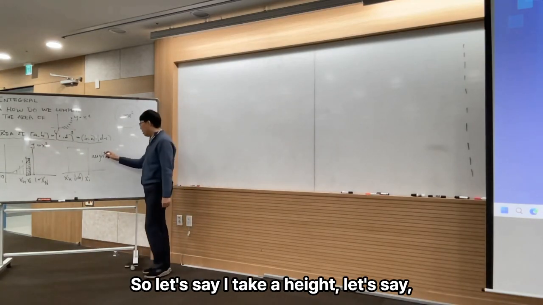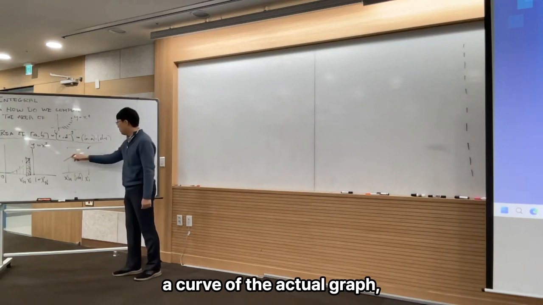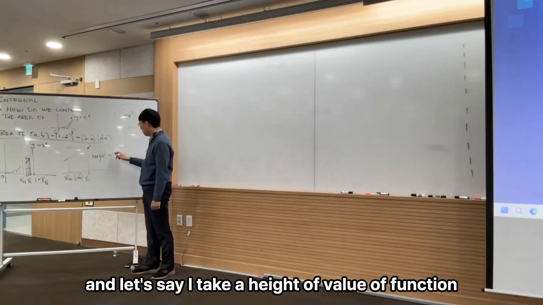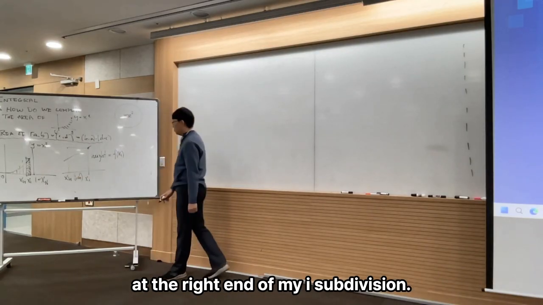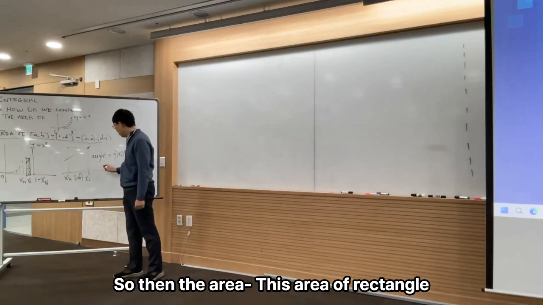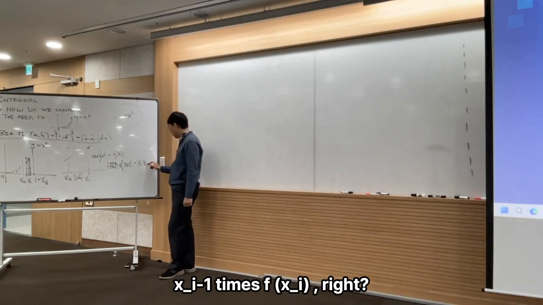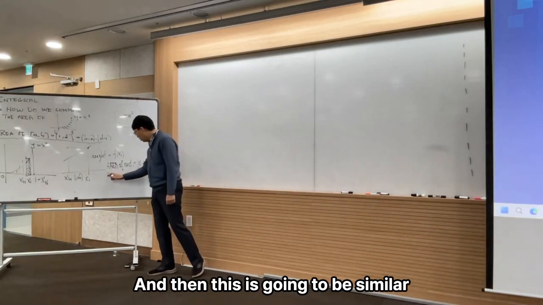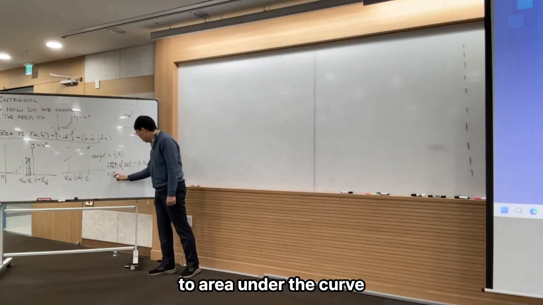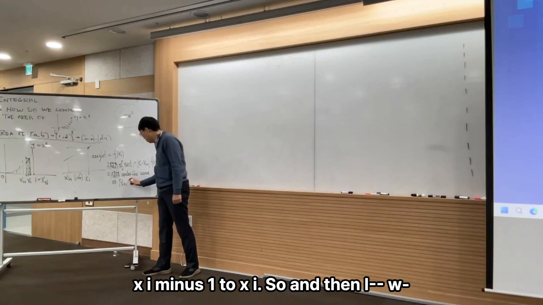So let's say I take a height to the right here. So this is the actual curve of the graph. And let's say I take a height of the value of the function at the right end of my subdivision. Then the area of this rectangle is going to be x_i minus x_{i-1} times f(x_i), right? And this is going to be similar to the area under the curve on this small interval, x_{i-1} to x_i.